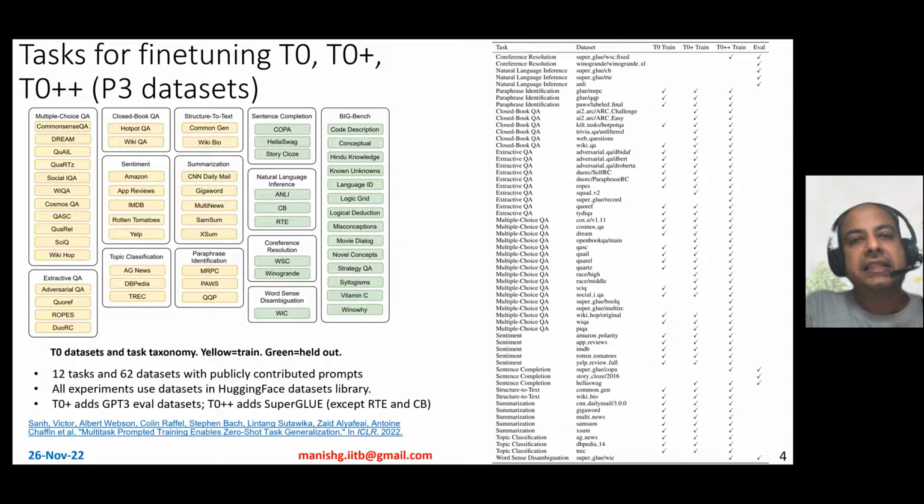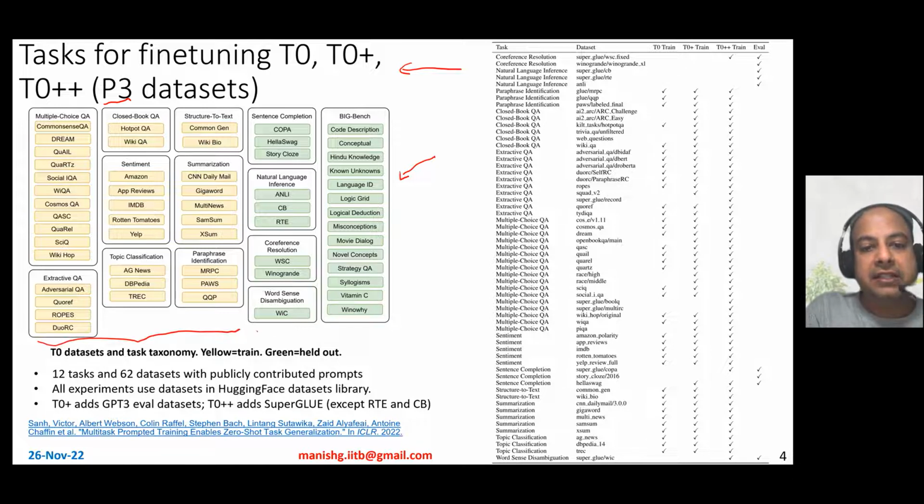Now, as we discussed, for English, these authors train three different prompted multitask models: T0, T0 plus, and T0 plus plus. The tasks that are included in training these models are shown right here, and the data sets comprising these tasks are called the P3 dataset. Together, it's just called the P3 dataset. The yellow tasks, as you see, are used for training, and the green ones are used for testing or evaluation.